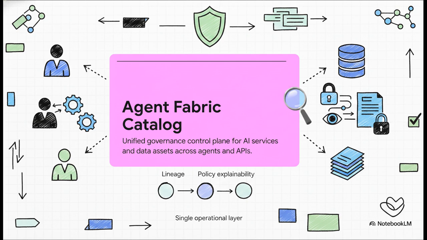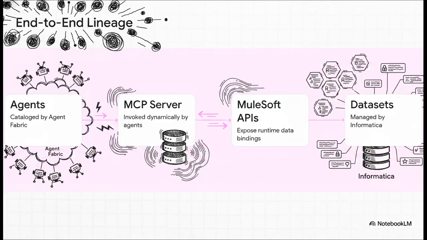It perfectly combines Agent Fabric's API visibility with Informatica's really deep data governance capabilities. This produces a single, unified operational layer. So now lineage, explainability, and policy enforcement all live together in one place, rather than being scattered across a dozen completely different tools. So how do we actually build this end-to-end AI lineage?